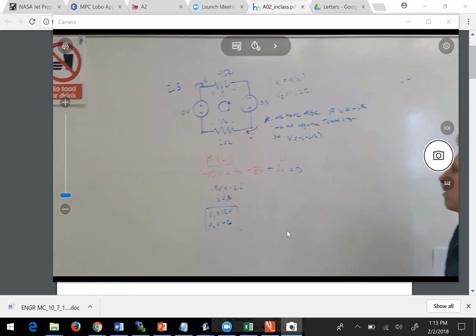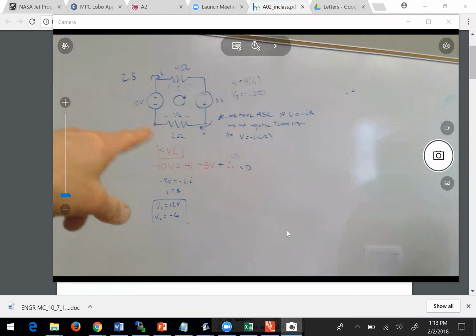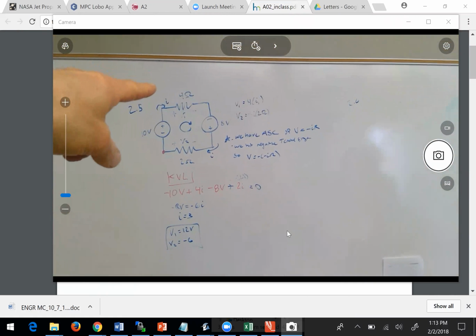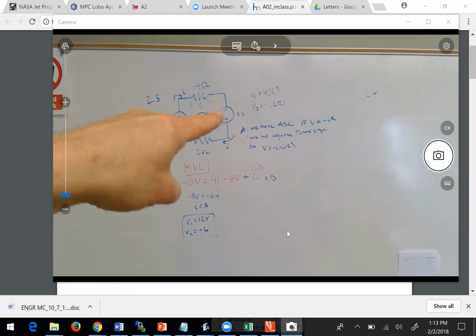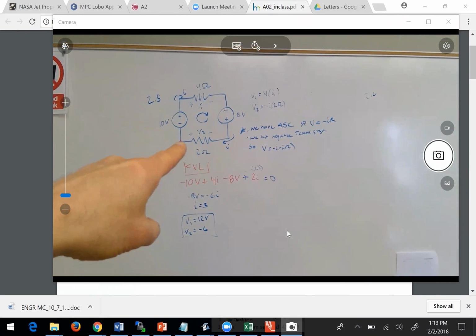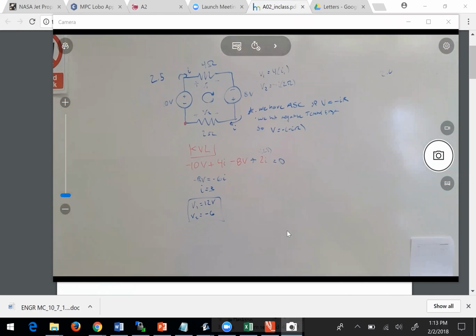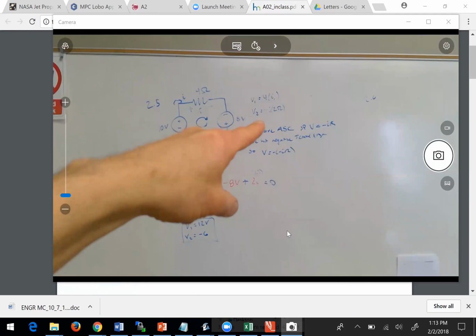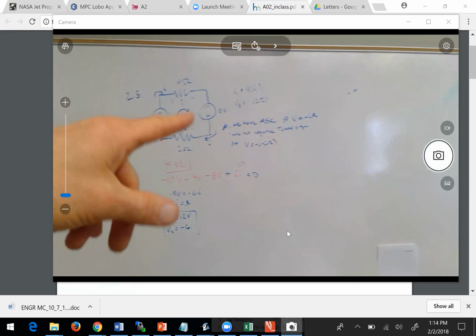When you do KVL, it's going to be minus 10 plus V1, because you're hitting the plus sign for V1 first. Minus 8, and then you're going to have minus V2. But what is V2, as we saw, because of active sign convention? V2 equals minus I times 2. So it's going to be minus, minus.